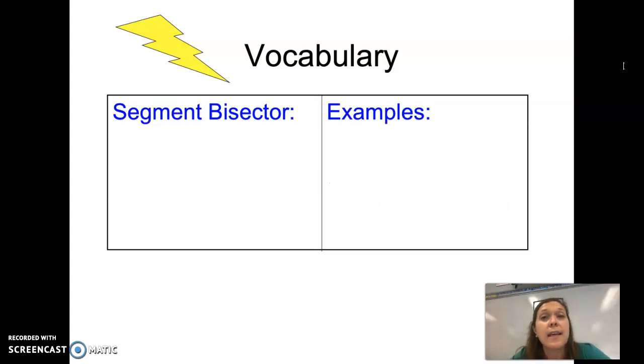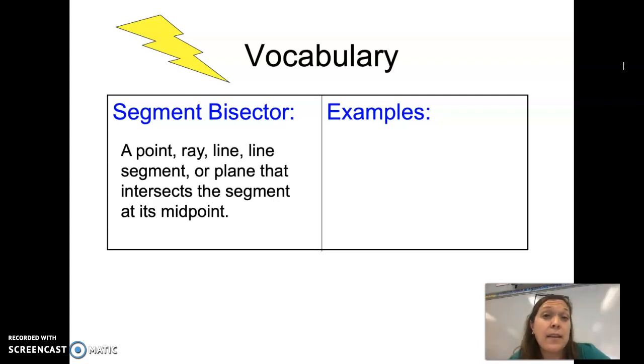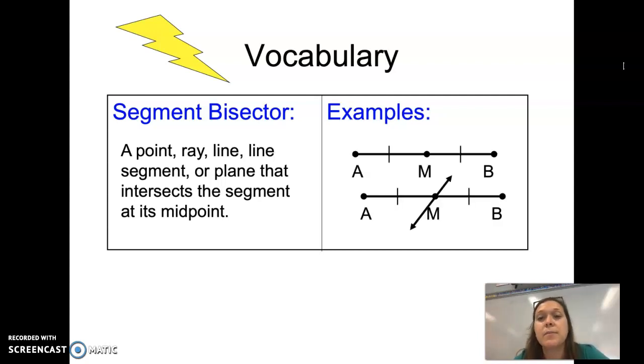We also have what's called a segment bisector, which is very similar to a midpoint. It's just that it can be any type of geometric figure. So a segment bisector can be a point, a ray, a line segment, or even a plane, though you probably won't see that happen too often, that intersects the segment at its midpoint. Here are some examples. We have line segment AB on the top with a point being the segment bisector, which is point M, also known as the midpoint. Or we have line segment AB on the bottom being bisected by a line at point M.